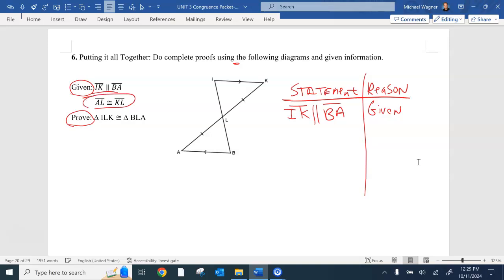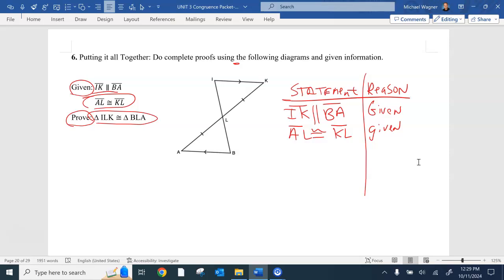Same with the next one, AL, and it's given. So KL, given again, right? Okay. But our goal is to prove that those two triangles are congruent.